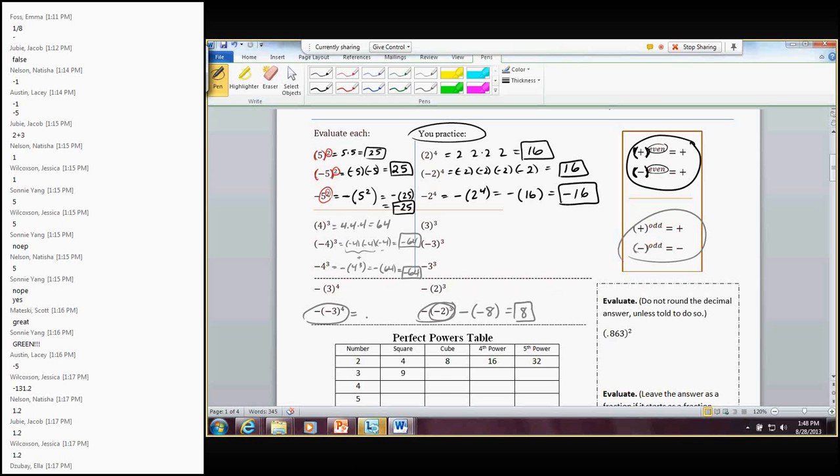All right. This one is saying the opposite of negative 3 to the 4th is positive. 3 times 3 is 9 times 3 is 27 times 3 is 81. And the opposite of 81 is negative 81. No, that's fine. That happens.